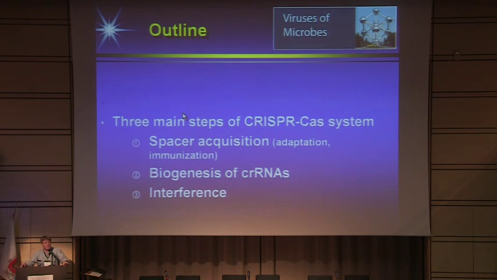This system works in 3 main stages, and I'm going to go through them. First is the spacer acquisition system, which we can also call adaptation or the immunization system. I'm not going to talk too much about the biogenesis of small RNA, just a couple of slides, because Emmanuel after me will go through the detail of this. And of course, I'm going to talk about the interference as well.